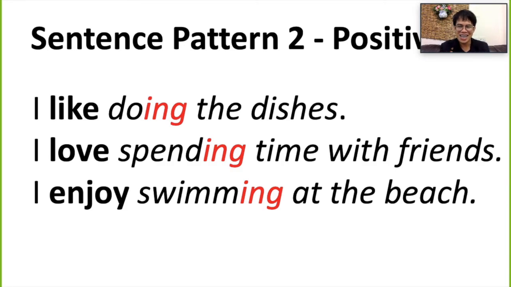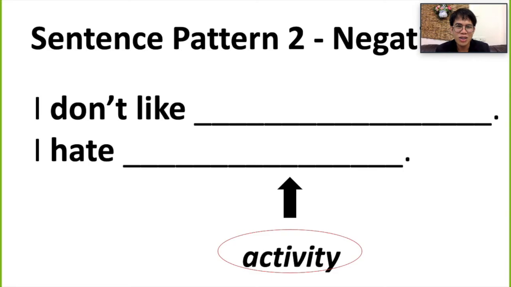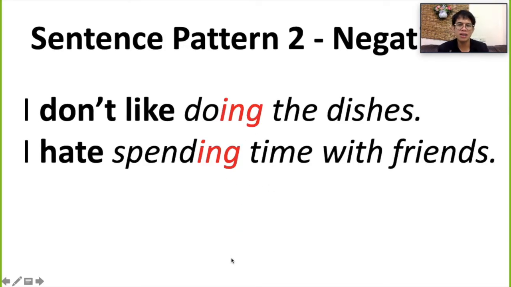So again, you can use this sentence pattern: I like, I enjoy, I love, and then the activity. And sentence pattern number 3 is the negative form. You can say, I don't like blank, I hate blank. So you write there an activity. For example, you can say, I don't like doing the dishes. Or you can say, I hate spending time with friends. Okay? So that's it. That's the end of our lesson.